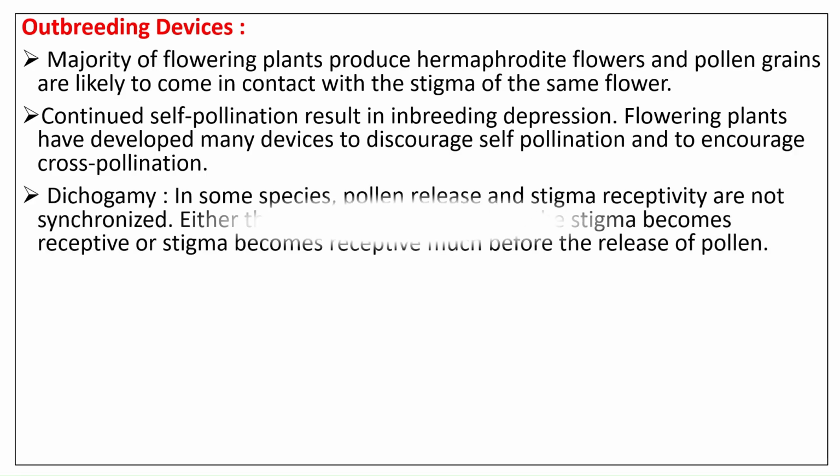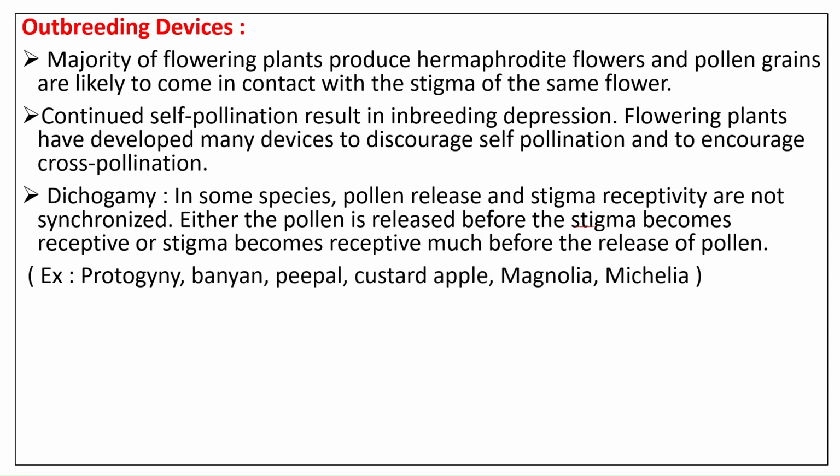Dichogamy. In some species, pollen release and stigma receptivity are not synchronized. Either the pollen is released before the stigma becomes receptive, or the stigma becomes receptive much before the release of pollen. For example, protogyny: banyan, peepal, custard apple, magnolia, michelia.